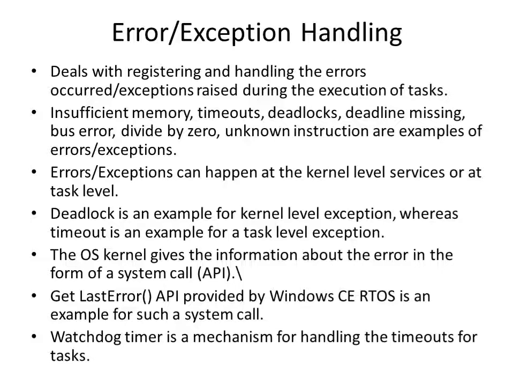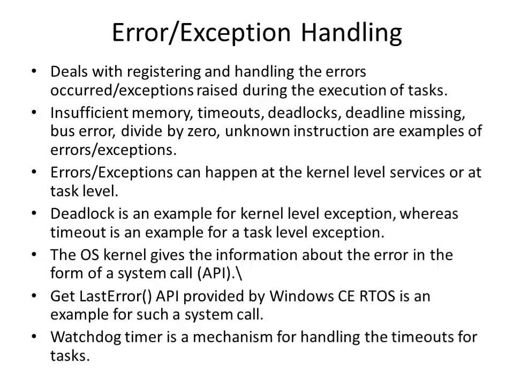This error or exception can happen at the kernel level services or at the task level. Deadlock is an example of a kernel level exception, whereas timeout is an example of a task level exception. The OS kernel gives the information about the error in the form of a system call. One example is GetLastError. This API is provided by Windows CE, the Windows Embedded Compact RTOS, as an example of such system calls.